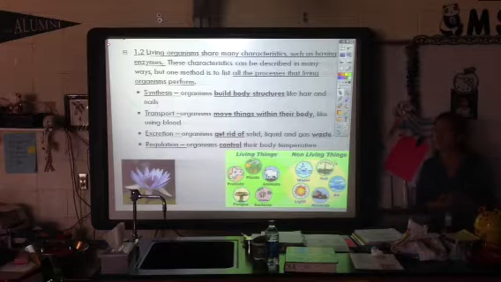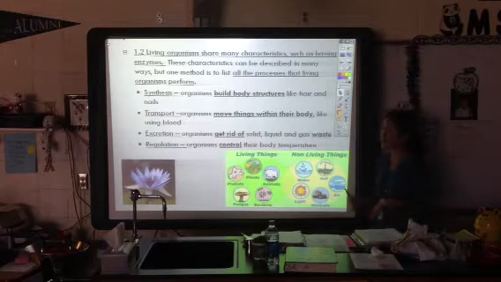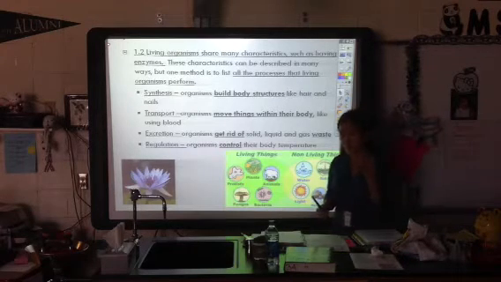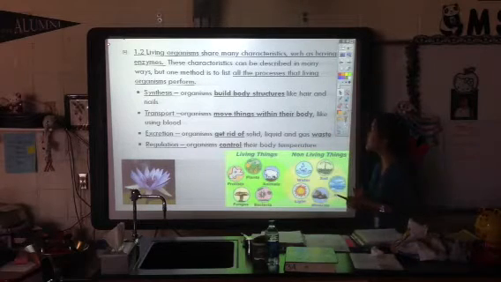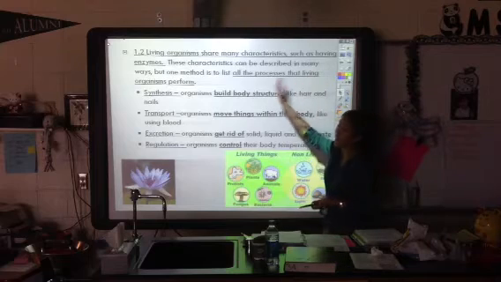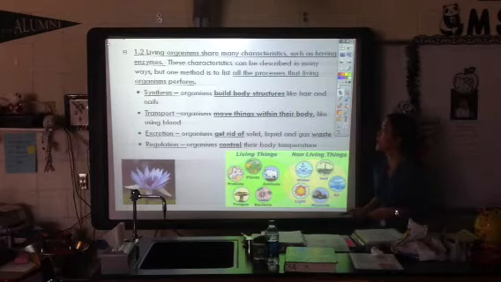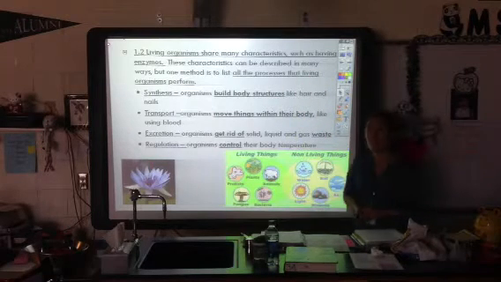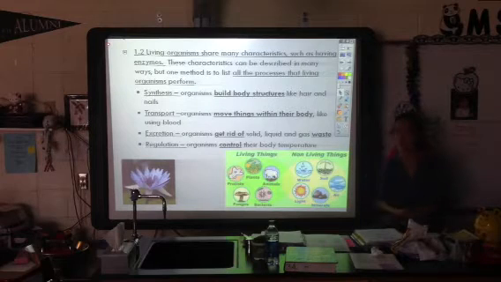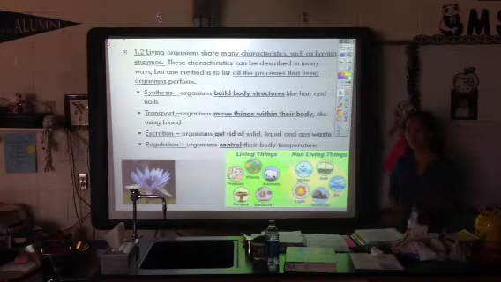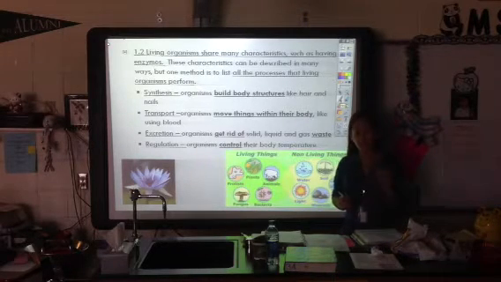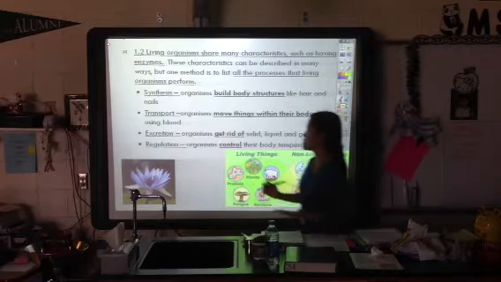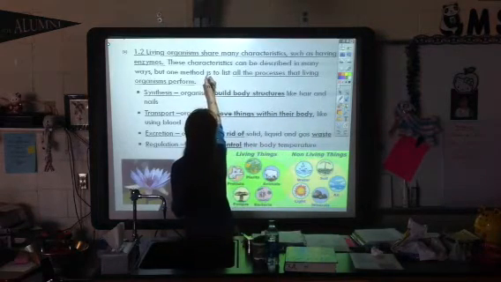So living organisms share many characteristics. Thinking back to our 4 macromolecules, all of them have carbs, lipids, nucleic acids, and proteins. And so all of them also have things like enzymes. These characteristics can be described in many ways, but one method is to list all the processes that living organisms perform. And so these are all functions or things that all living organisms do.